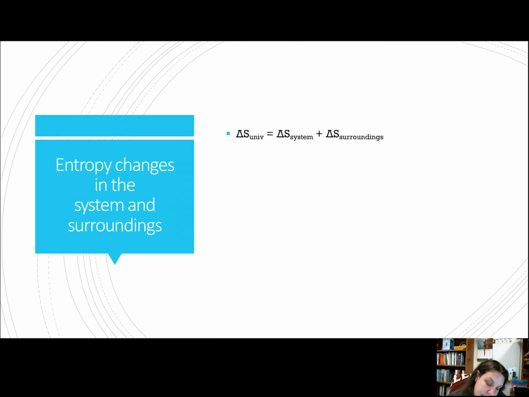If we have our delta S of our universe, we're talking about our system plus our surroundings. Anytime we have a delta S of our universe that's greater than 0, it is a reaction that is spontaneous, so one that is irreversible. If we have a delta S of our universe that is less than 0, we have a non-spontaneous reaction.